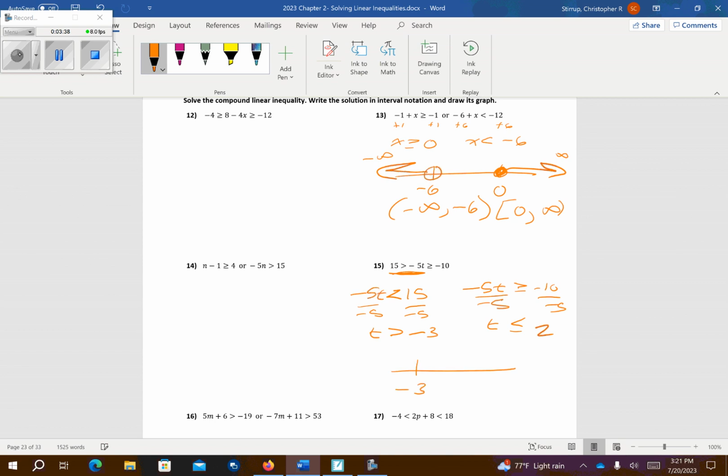So I have greater than -3 going this way, less than or equal to 2 going this way. So this is an AND problem. AND problems will be put together all together like that. So we're just going to represent what's in between. So it's soft bracket -3 to hard bracket 2.